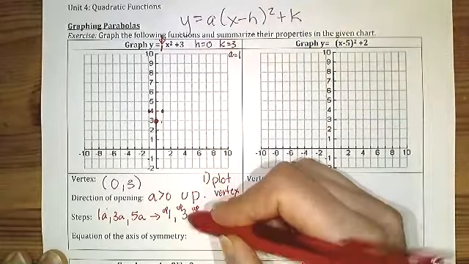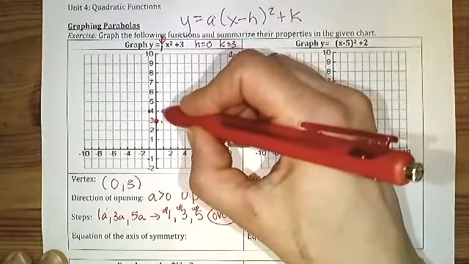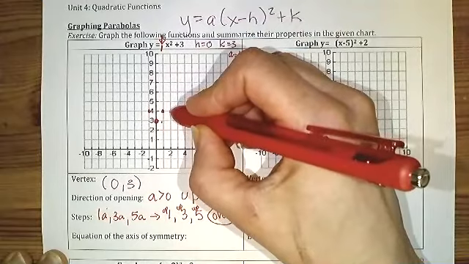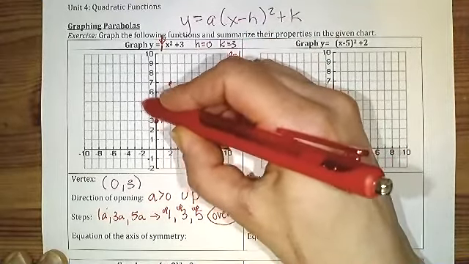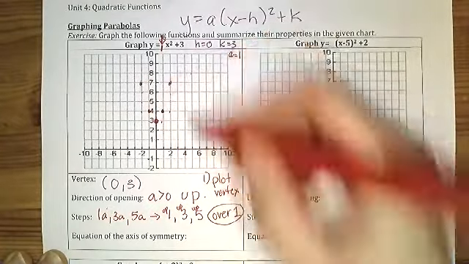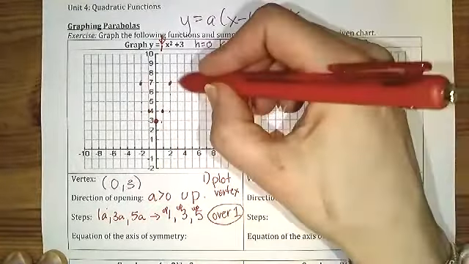My next step is 3. So remember, you start from your last point. I'm still going over 1 each time and up 1, 2, 3. Over 1, up 1, 2, 3. The next step would be over 1, up 5.